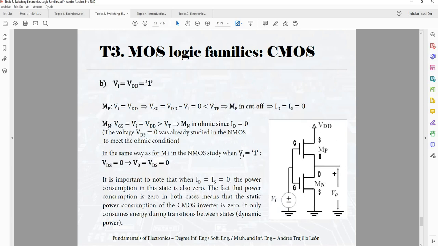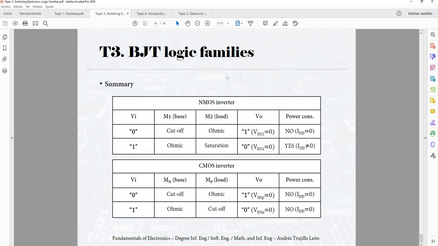power. Here we saw a summary of both inverters, the NMOS inverter and the CMOS inverter. Okay, and we can see what happens when the input is 0 or 1 for both cases. We have the inversion in the output, and we have here the regions of working of every situation. So we can extend this to the case of more complex logic gates, as we saw in the end of the class. We are going to continue with that.